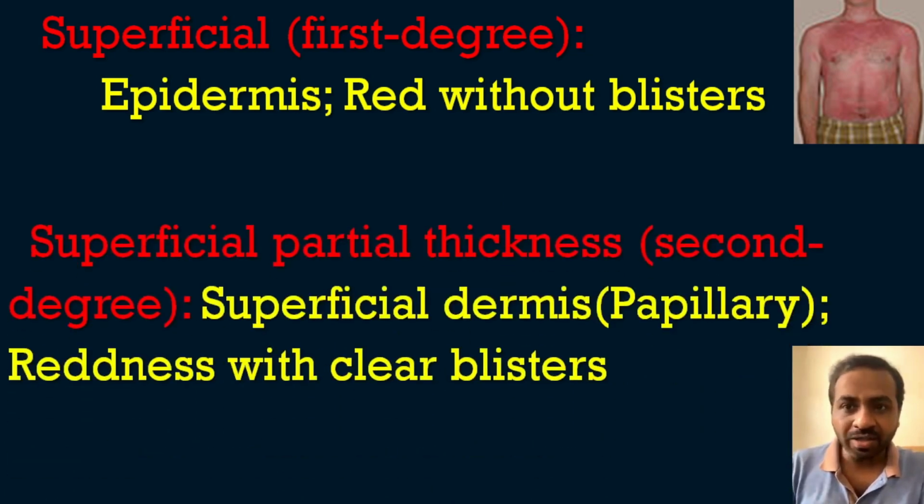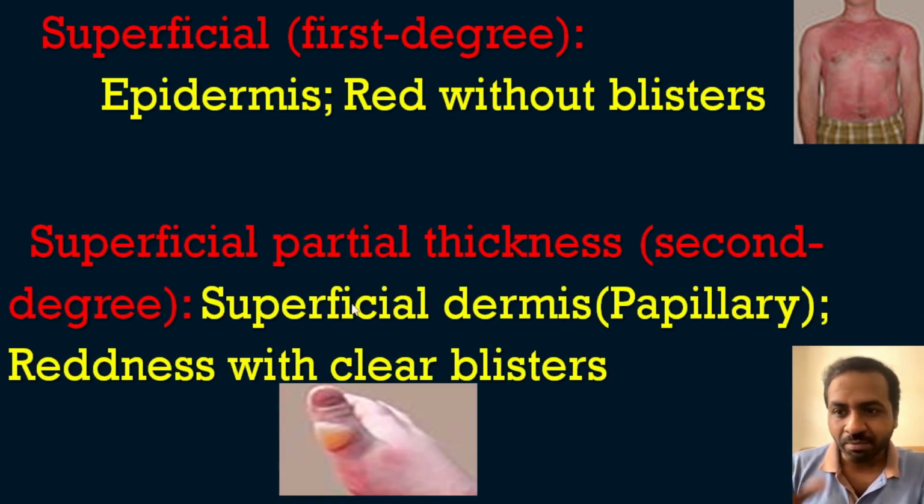Then comes the second one, that is a superficial partial thickness or the second degree. This word is very important, partial thickness, and you can see a picture also. Here we can see the superficial dermis. So here, after the epidermis, the dermis also is getting affected, but only the superficial part. So the superficial dermis or the papillary region is getting affected in superficial partial thickness burns, and there will be redness with clear blisters. We can see the clear blister here. So if there is a presence of clear blisters with redness, then that will fall under the superficial partial thickness burns, second degree, which affects the superficial dermis, that is the papillary region.